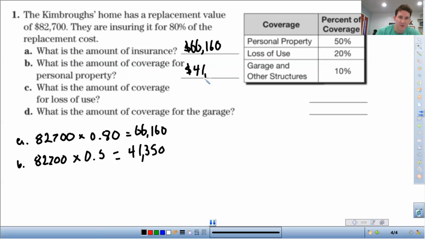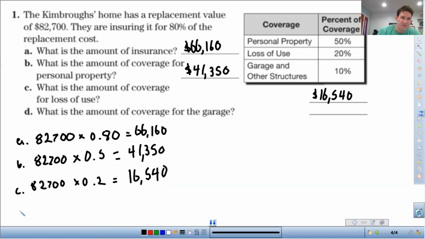So 41,350. What is the amount of coverage for loss of use? So loss of use is 20%. So you're going to do 82,700 times 0.2, the 20%, that's 16,540. So 16,540.